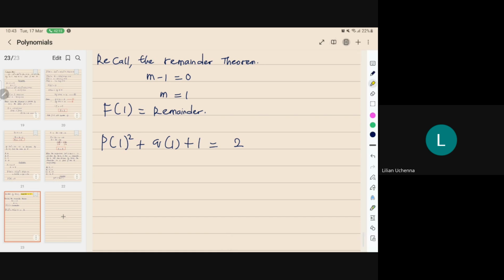Okay. So now we have p plus q plus 1 is equal to 2. So it means that p plus q is equal to 2 minus 1. So that's p plus q is equal to 1. So this is our equation number what? Equation number 1. So let's take note of that.